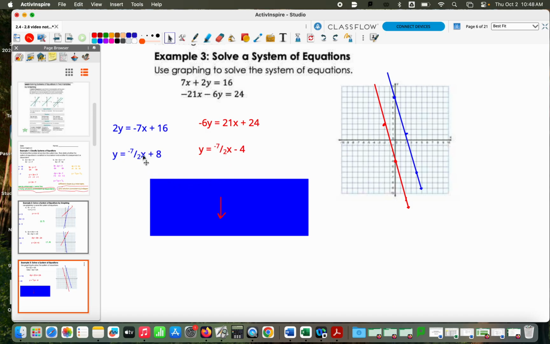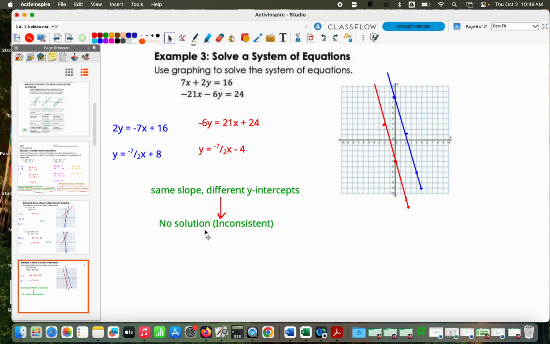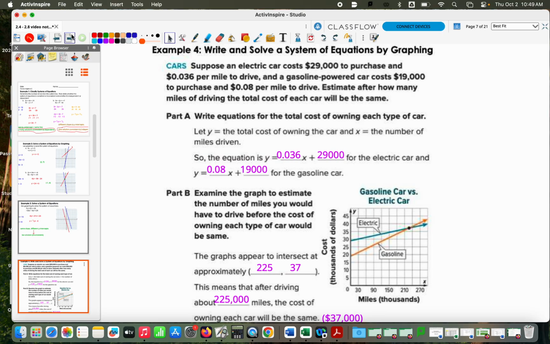Wait a second. I can already see these have the same exact slope, but different y-intercepts, different starting points. So yeah, one starts at -4 and goes down 7 over 2, or up and to the left 2 there. This one starts at 8 and goes down 7 over 2. So they're parallel. They're never going to cross. So we would say there is no solution. It is inconsistent. All right.